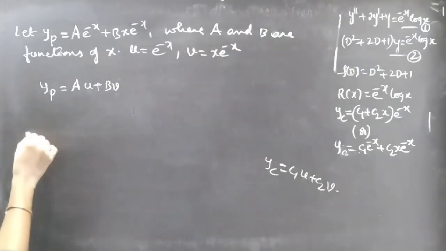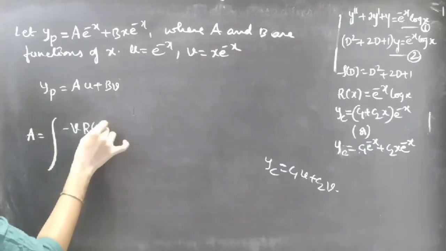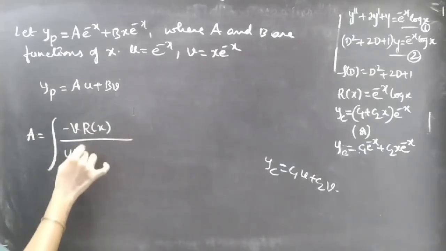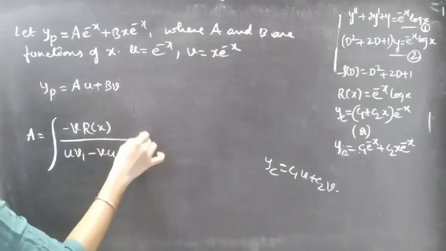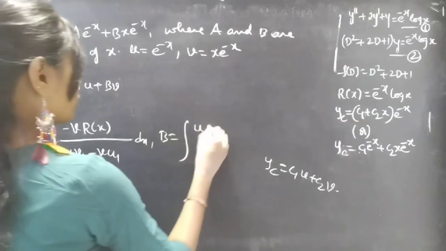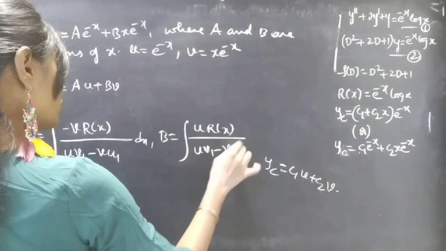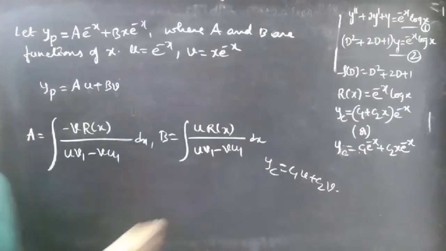Now we'll find a and b using a equal to integral of minus v into r of x by (u v1 minus v u1) into dx, and b is given by integral of u into r of x by (u v1 minus v u1) into dx. So here if you notice, we have u v1 minus v u1 in both the formulas. So let's begin with u v1 minus v u1 and later we will find a, b, yp and finally the general solution.